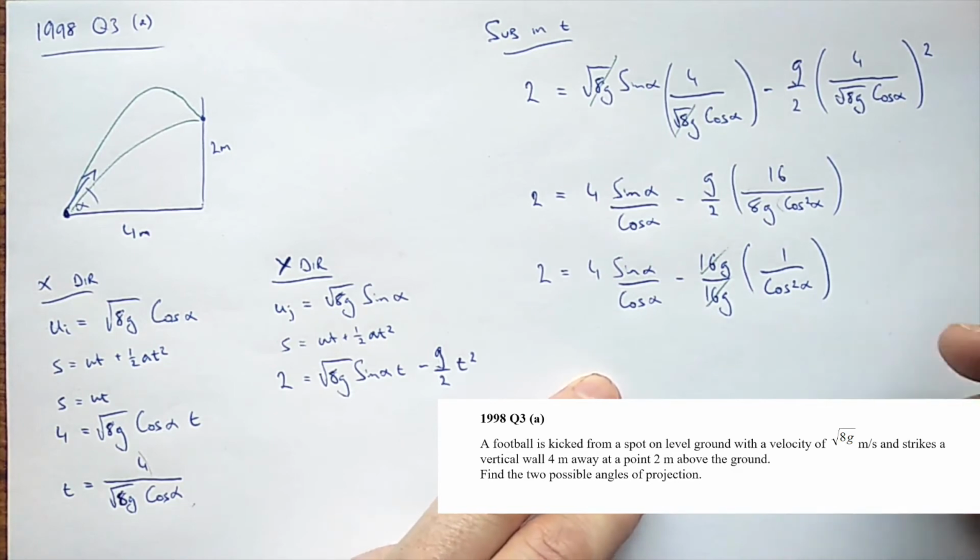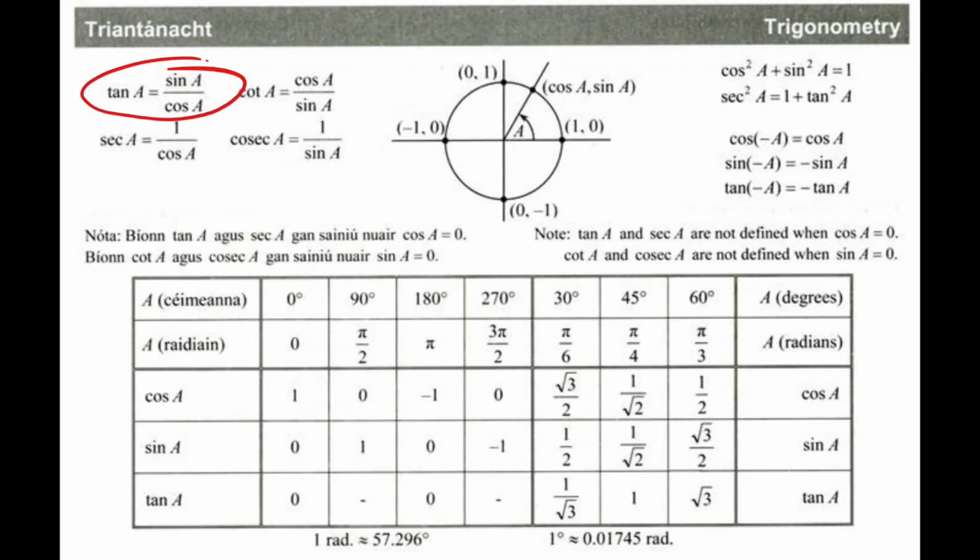This is where we need to step aside into our log tables to figure out a few little bits and pieces. What we'll see is on page 13, the ones that I'm using anyway, we have a relationship here of tan alpha, which is sine alpha over cos alpha. So that's going to be really useful. We're going to switch everything to tans.